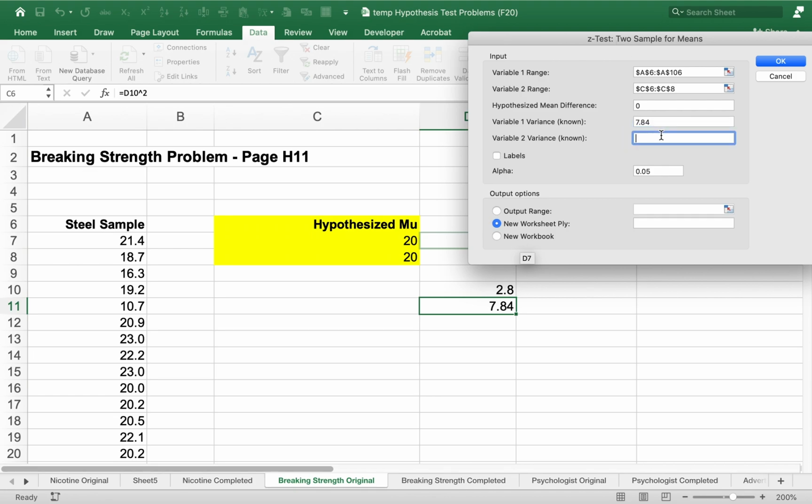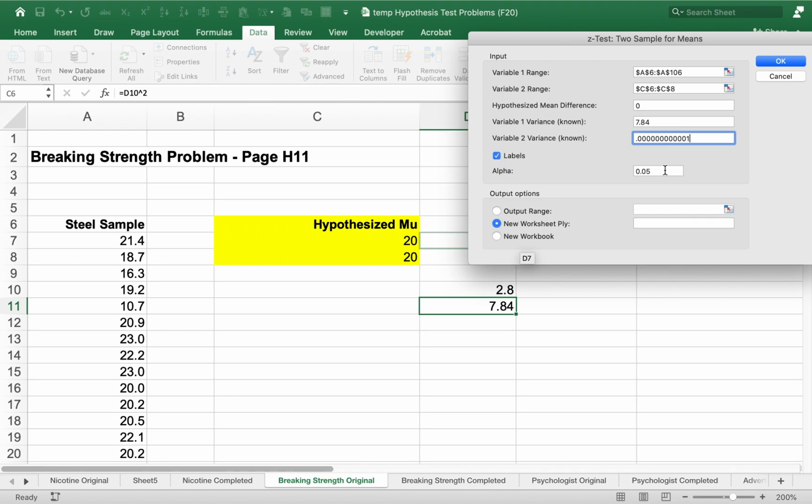Now, the variable 2 variance is, well, what's the variance of those yellow values there? And what you want to do is to put in 0. Unfortunately, it doesn't like that. It won't take it. And so what I do is I just put in 0.00000000001. Doesn't matter how many you get, just make it really, really small. And so it basically blanks out there. All right, tell it you got labels.